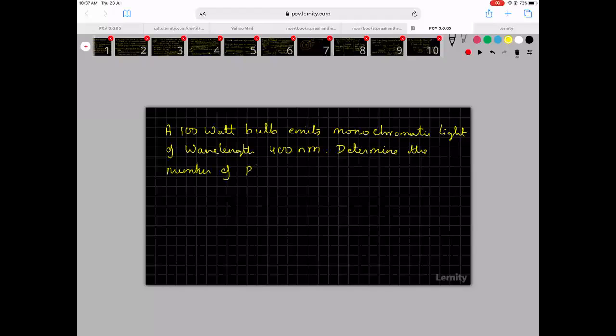Determine the number of photons emitted per second. A 100-watt bulb emits monochromatic light of wavelength 400 nanometer. Determine the number of photons emitted per second.